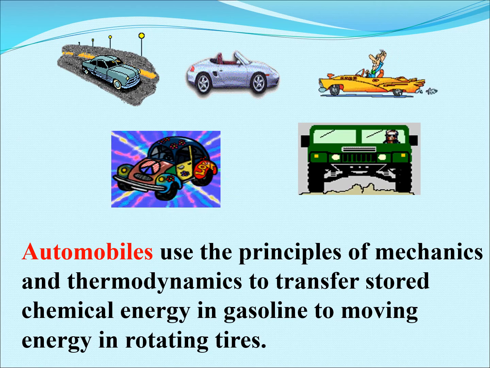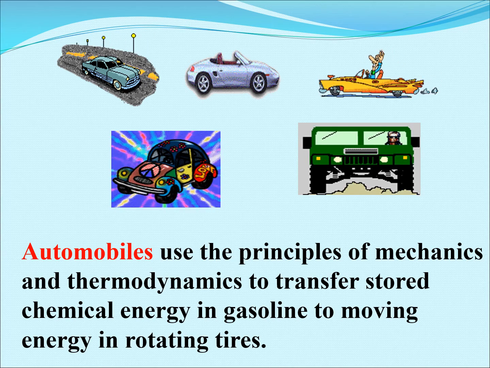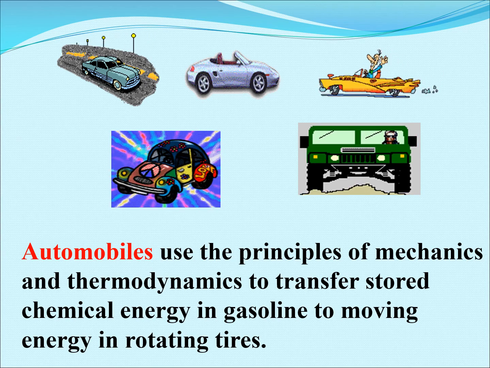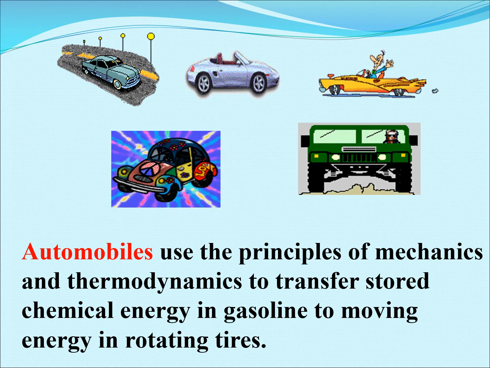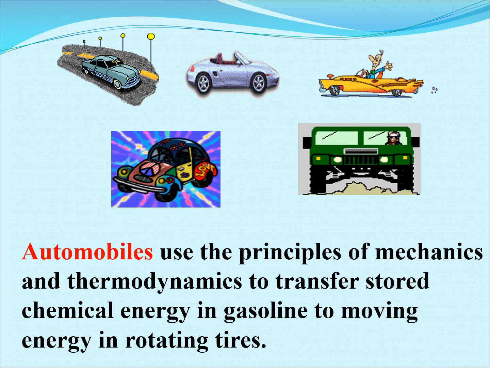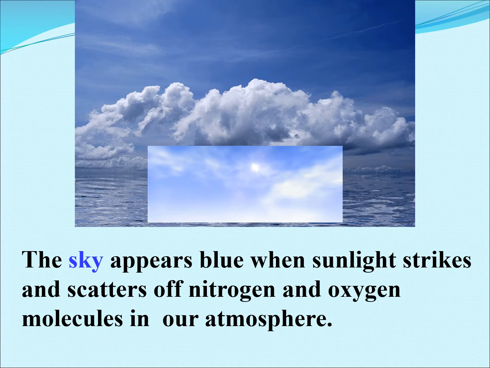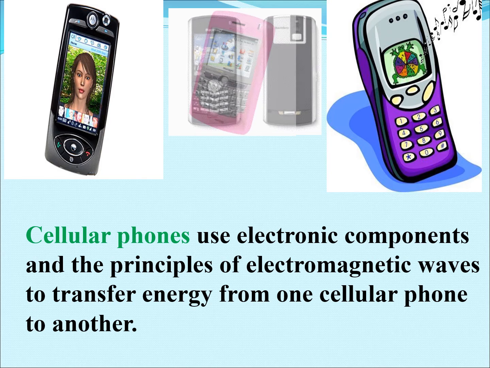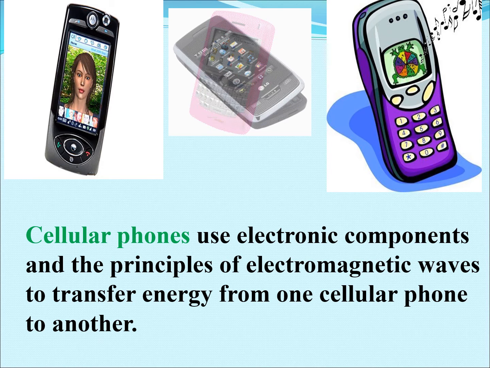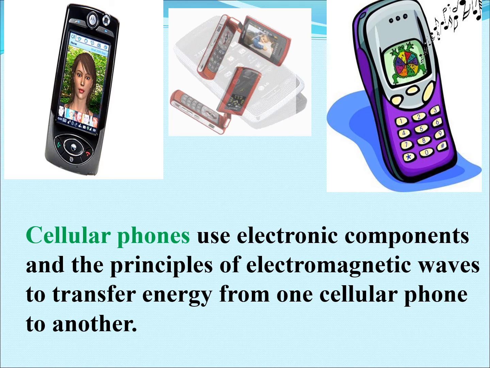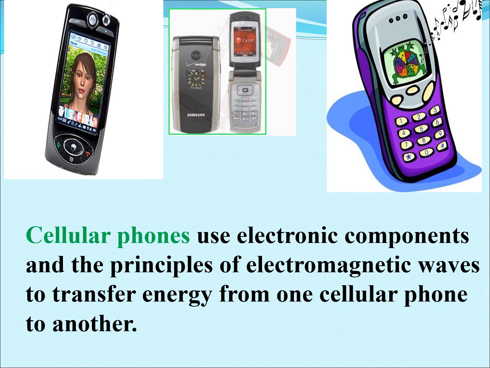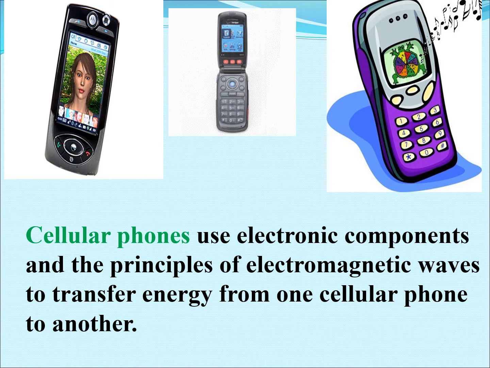Automobiles use the principles of mechanics and thermodynamics to transfer stored chemical energy in gasoline to moving energy in rotating tires. The sky appears blue when sunlight strikes and scatters off nitrogen and oxygen molecules in our atmosphere. Cellular phones use electronic components and the principles of electromagnetic waves to transfer energy from one cellular phone to another.